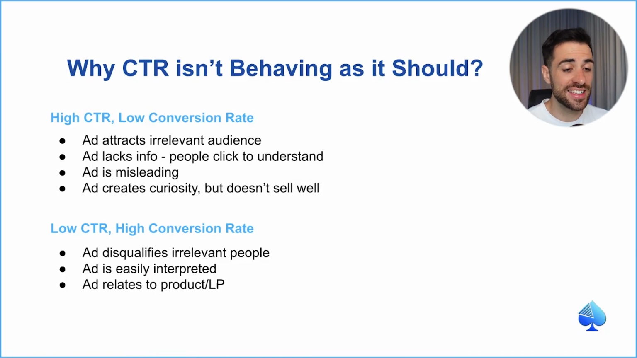Ad is easily interpreted. You're giving all the information. It's clear what you're offering. You're showing your product, or you're talking about exactly what the product is. People are going to click, but they're going to have a lower number of people clicking, but it's going to be the right people that are clicking, and you're going to have a high conversion rate for that matter because they know why they are clicking.